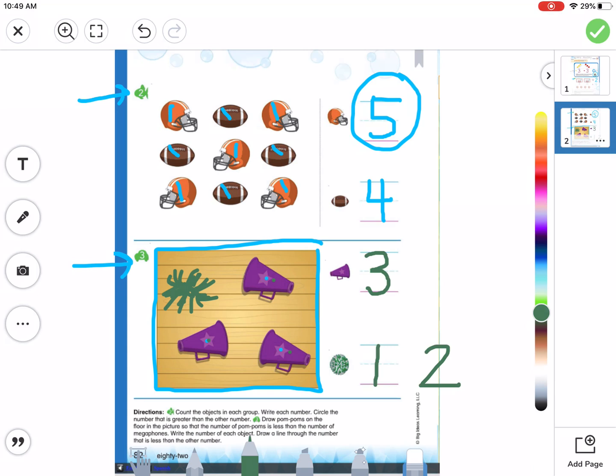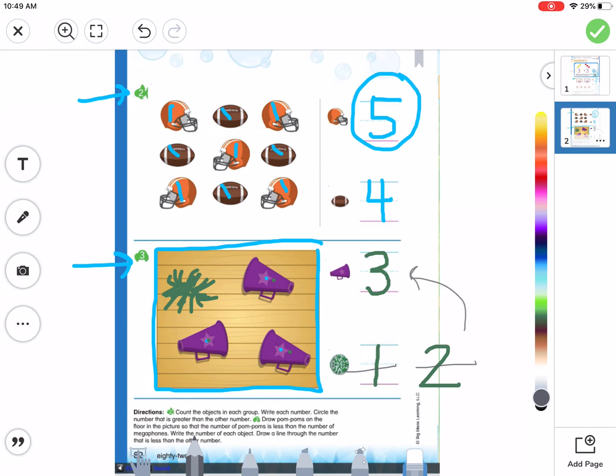So if you wrote 1 and only drew 1 pom-pom, then it says put a line through that number. So you would do this. If you drew 2 pom-poms, you would draw a line through your 2. That is showing that that number is less than 3.